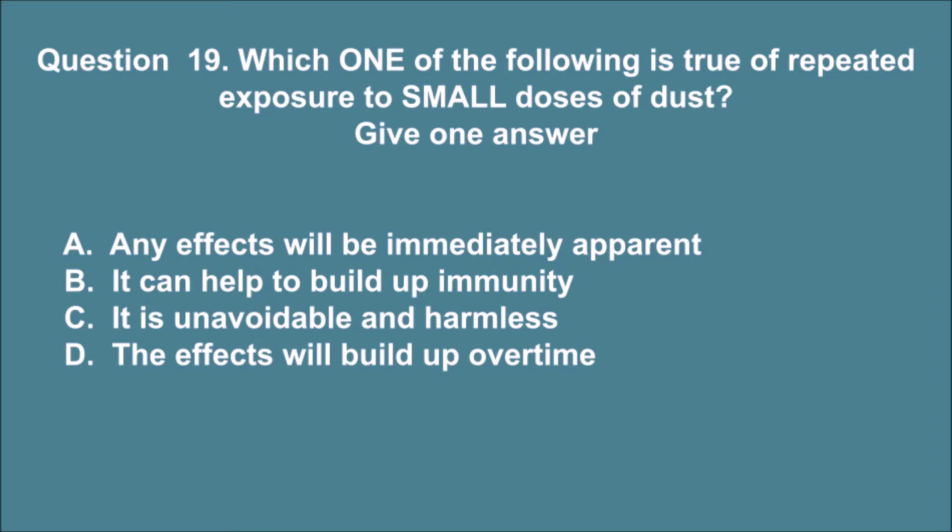Question 19. Which one of the following is true of repeated exposure to small doses of dust? Give one answer. A. Any effects will be immediately apparent. B. It can help to build up immunity. C. It is unavoidable and harmless. D. The effects will build up over time. The correct answer is D.